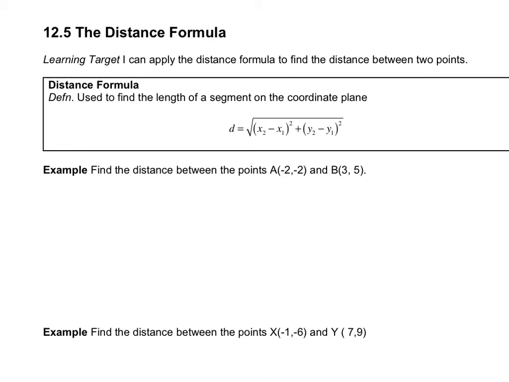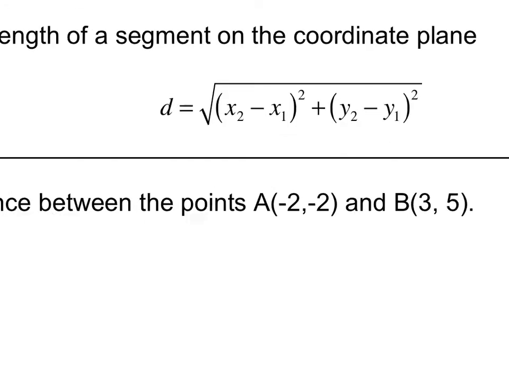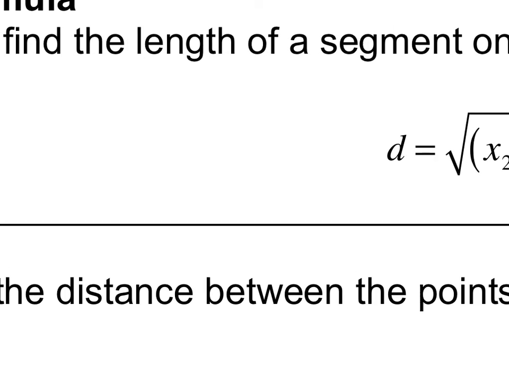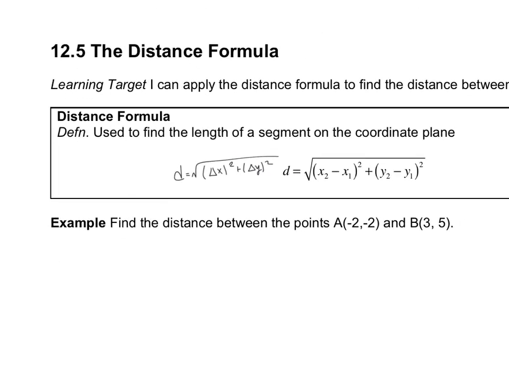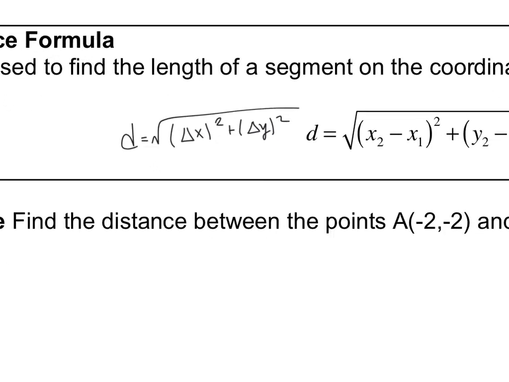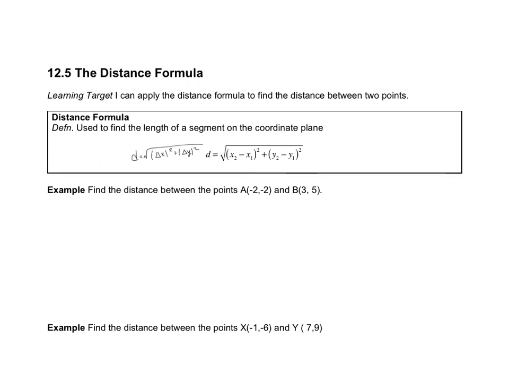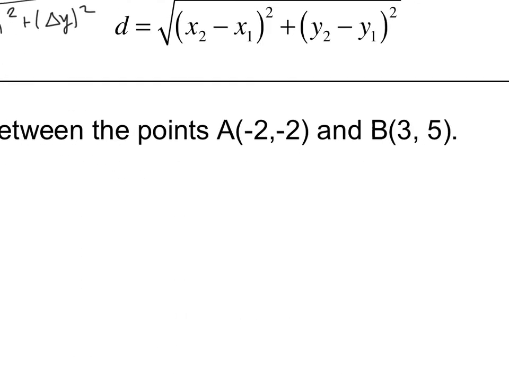Now again, order doesn't matter. As long as you do x1, then you do x2, then you do y1, then you do y2. So it's really the exact same thing as this: d equals the square root of delta x squared plus delta y squared. You can use that formula as well, because it's just the change in x squared plus the change in y squared. So question number 1, find the distance between the points A (-2, -2) and B (3, 5).